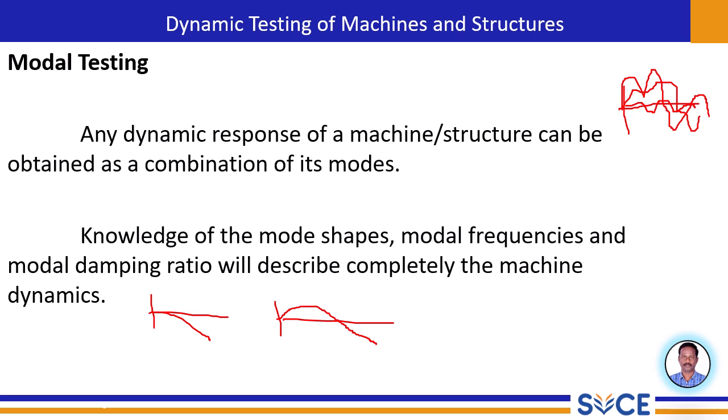The next important point is modal parameters. These modal parameters, like mode shapes, modal frequencies, and modal damping ratio, will completely describe the machine dynamics, which is a powerful statement. So the knowledge of this is very much important to describe the complete machine dynamics.